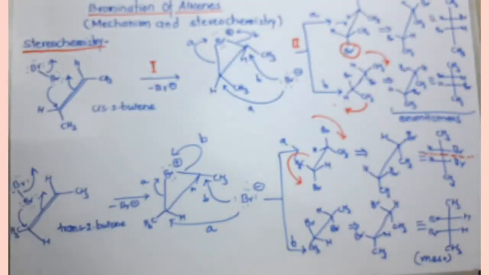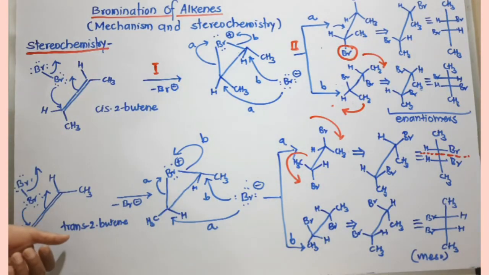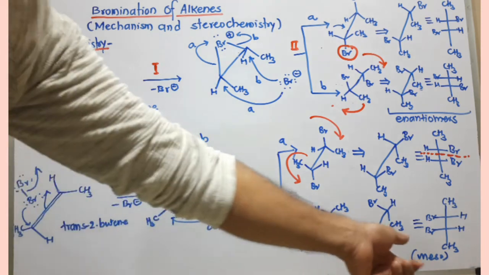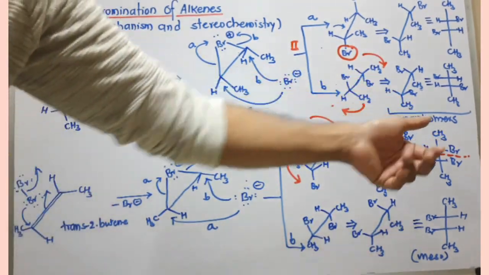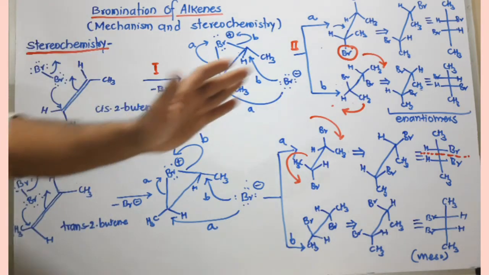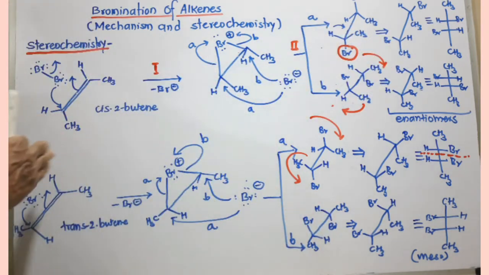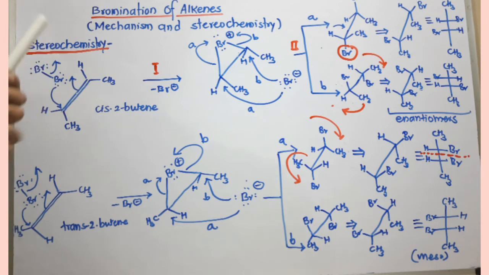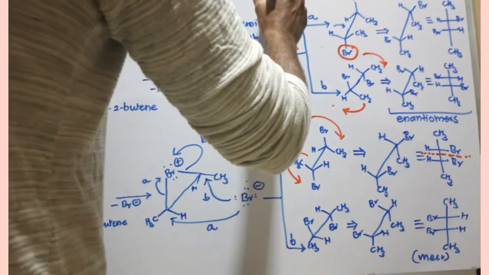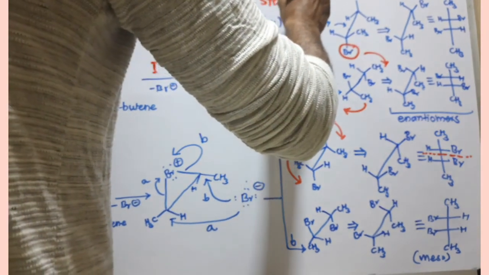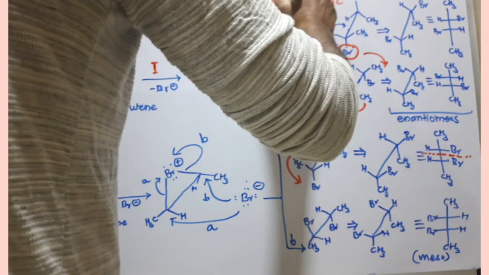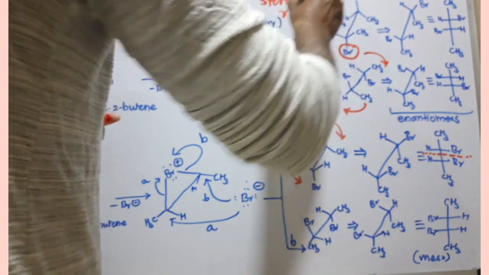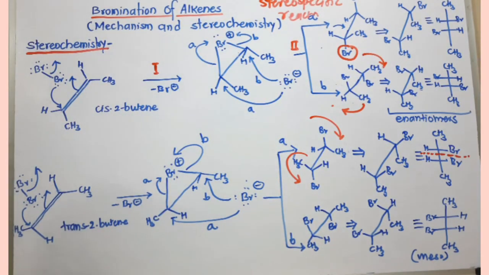So you can say in one line that trans-2-butene gives the meso isomer and cis-2-butene gives enantiomers. So the stereochemistry of the product depends on the stereochemistry of the starting material. So this reaction is a stereospecific reaction. Thank you.